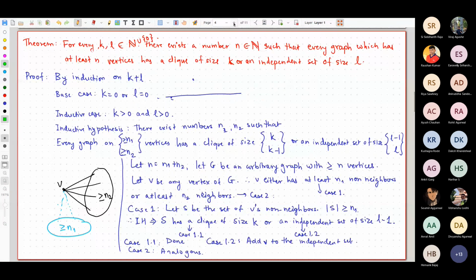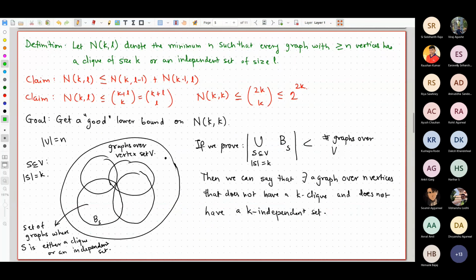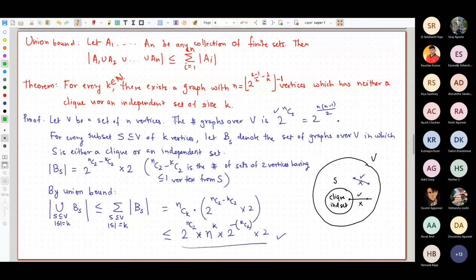This is one comment. The second comment: I could have restated or reproved this in a slightly different language. In what different language? Instead of saying let us try to count the number of bad graphs, I could have put it in a different way as follows. Let us consider a uniformly random graph from this set of graphs over the vertex set V.